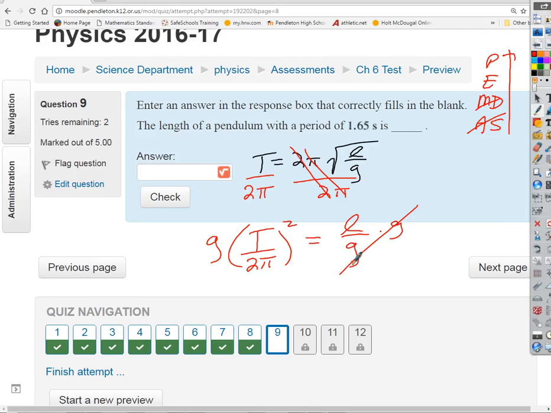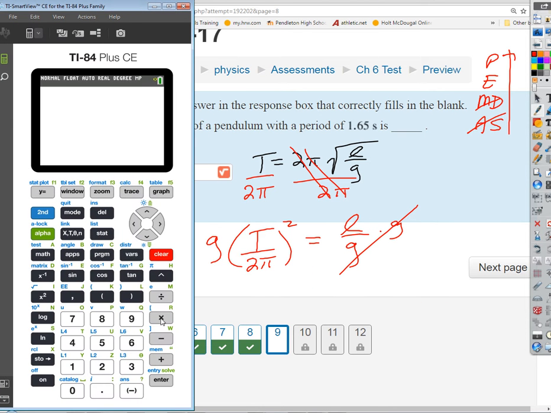So let's plug those values into the calculator. We get 9.8 times the quantity period, which is 1.65, divided by the quantity 2 pi. You see why I need the quantity sign there? Because I've got two things in the denominator. I could have made a fraction template out of this. Maybe that would be better. Close the quantity that's being squared and square it. Does that look good? Everybody okay with that?